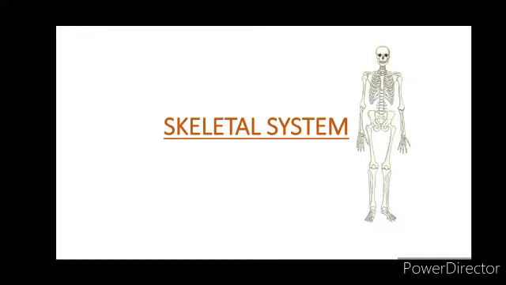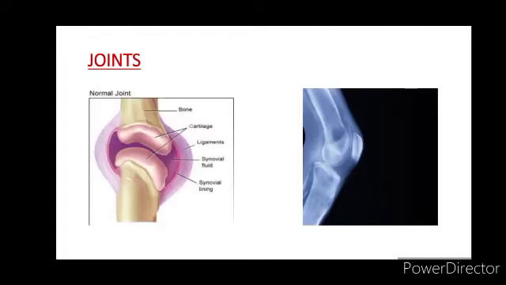Okay, students, we are in the chapter skeletal system. In the previous class, we learned what the skeletal system is, the types of bones, the functions of the skeletal system, and the parts of the skeleton, like the skull, the rib cage, the backbone, two pairs of limbs, and girdle bones. Today in this class we are going to learn about joints.